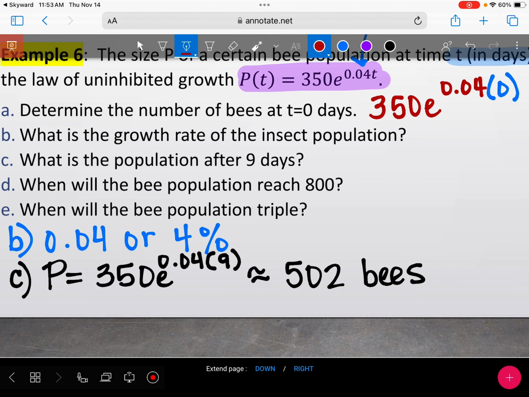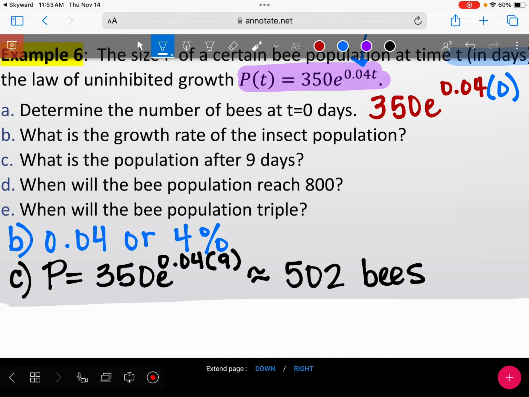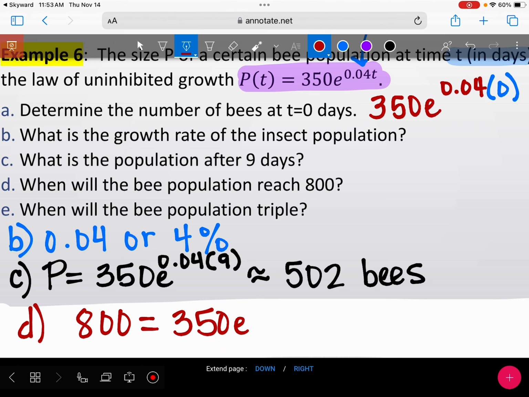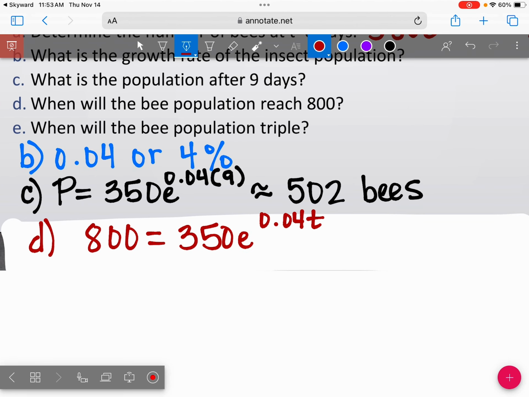The population is going to reach 800. That means P is going to equal 800. Now we have to solve it for T. So 800 equals 350 e to the power of 0.04 t. How are you going to solve this on the test? What is the first step you're going to do to solve it for T? You can't put in the ln yet. We've got to get rid of the 350. And how do we get rid of the 350? Divide it. e has to be isolated before you put in the ln.